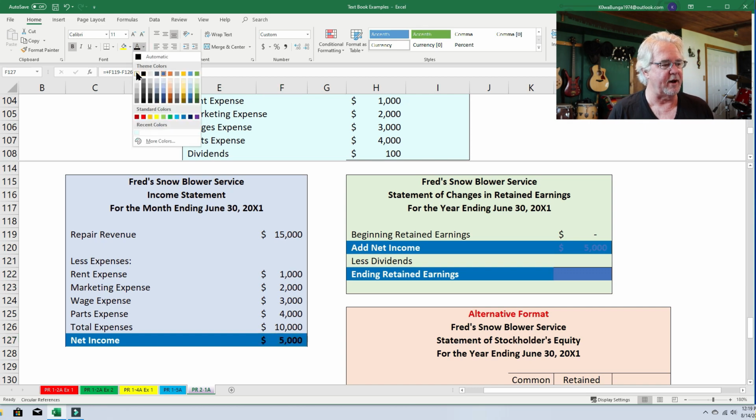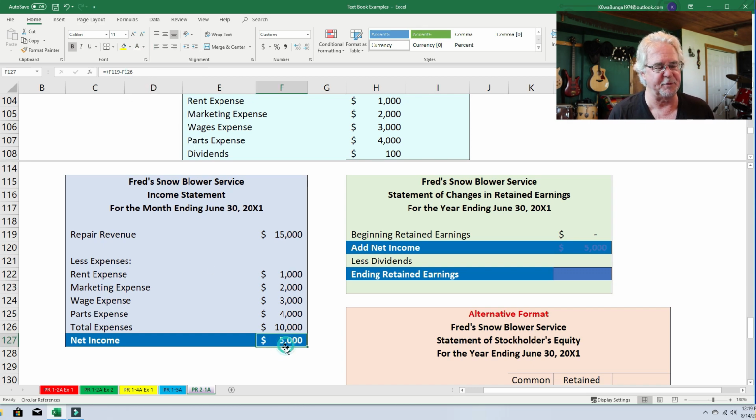There we go. Now I highlighted this net income in this beautiful blue color because this net income is going to flow over here to the next statement. You see where it says add net income? So this $5,000 is going to flow like a river, just like the Columbia River up in Oregon. It's going to flow over here just like that. So there we go, $5,000. I'll just set that number right in there.